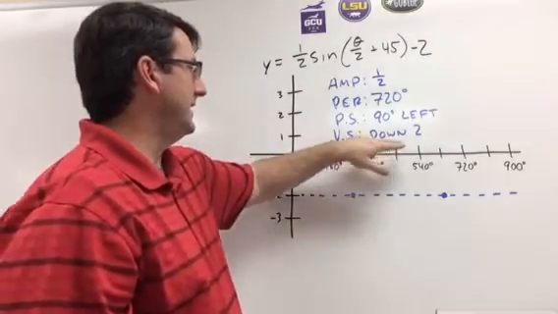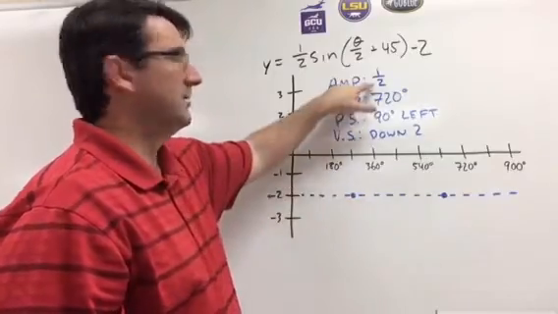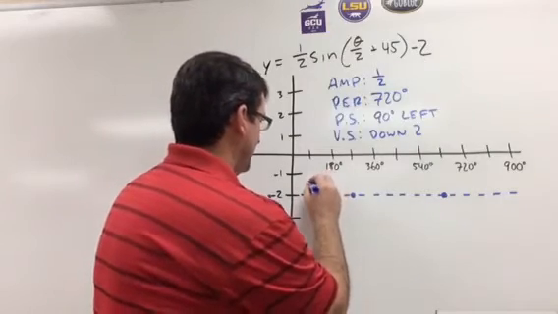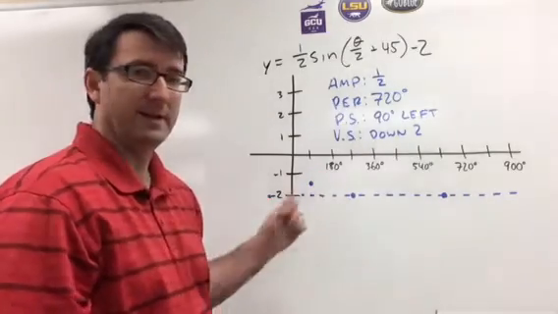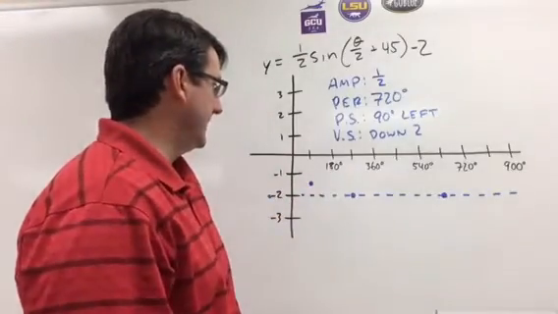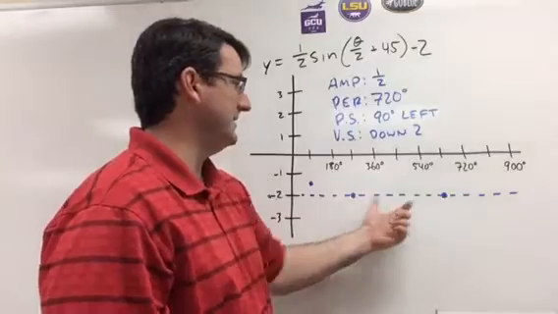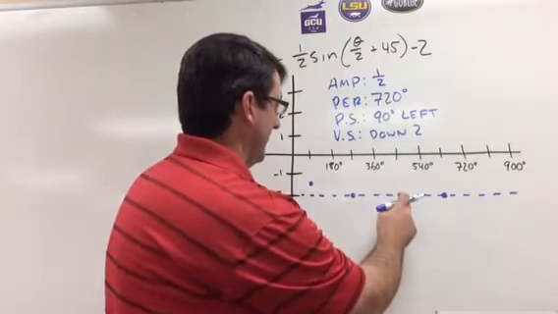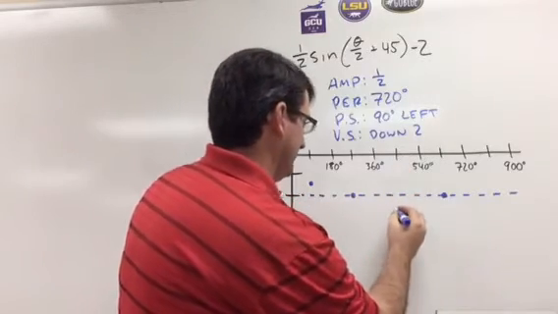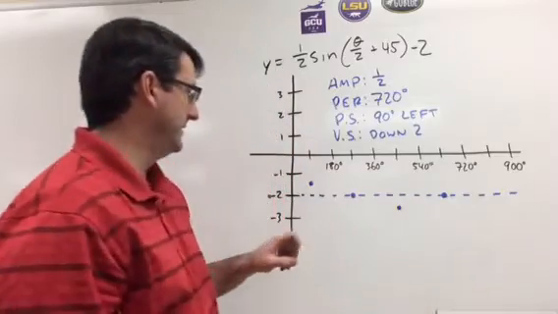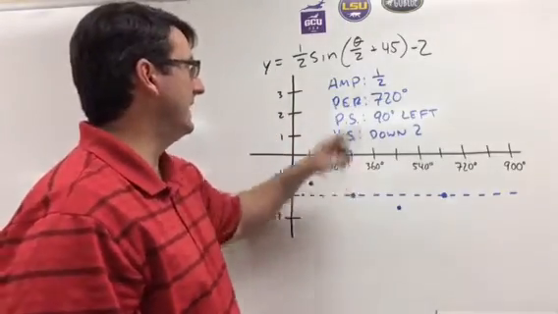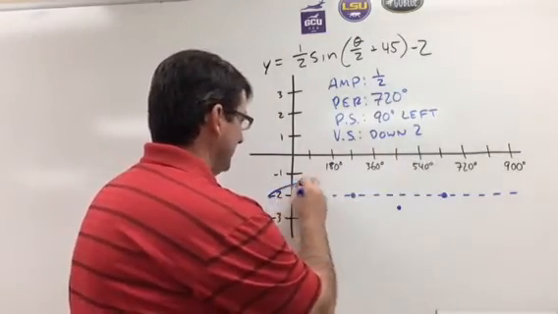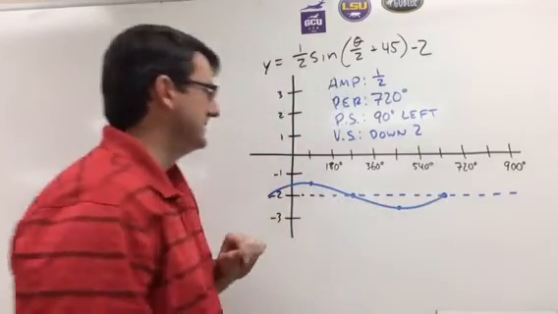And the maximum is the midline plus the amplitude. So we're at -2 plus 1/2, which is -1.5. So our maximum is going to be right about there at 90 degrees and -1.5. And then the minimum is going to come halfway between these 2 points. So halfway between 270 and 630 is going to be right here at 450. And it's going to be at -2.5. That's our midline minus our amplitude. And now that we've got those points, we can draw our sine curve in there.